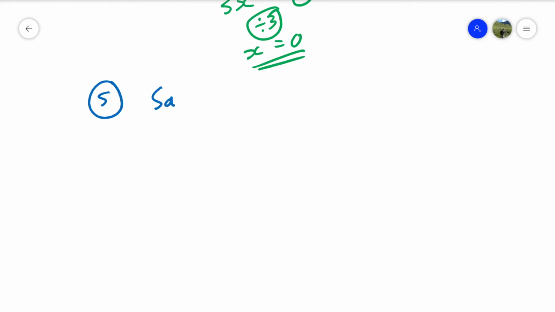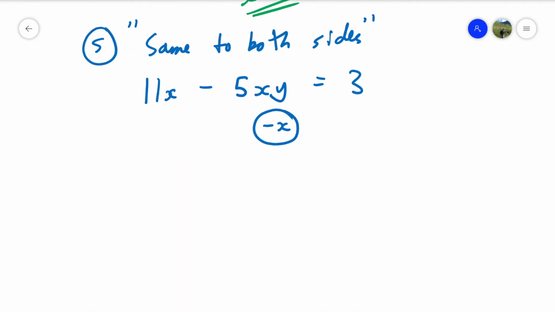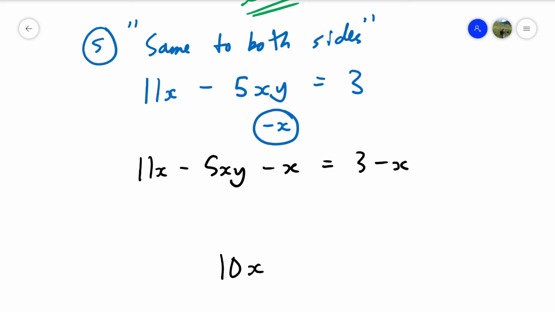Now let's do the same to both sides. Which is going to be... have a go in your own time. So my answer to this one would be, I'll just write it out first just to be careful. The answer is, I'll write it down here, 10x minus 5xy equals 3 minus x.